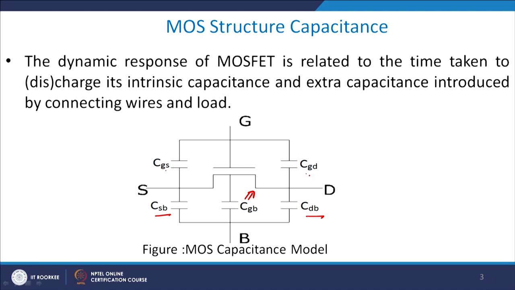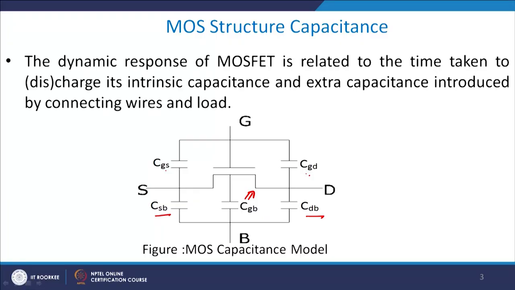CGS and CGD are by virtue of charge carriers and the capacitance per unit area between gate and drain and gate and source, and CSB and CDB are between source and bulk and drain and bulk. With this knowledge, let us discuss each one of them individually now. This CGS and CGD can again be broken down into two major components.